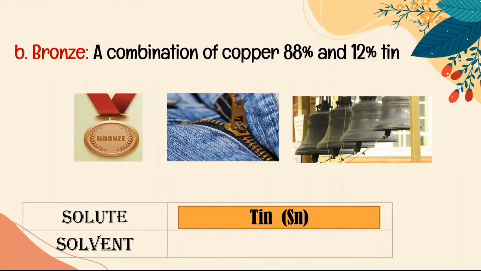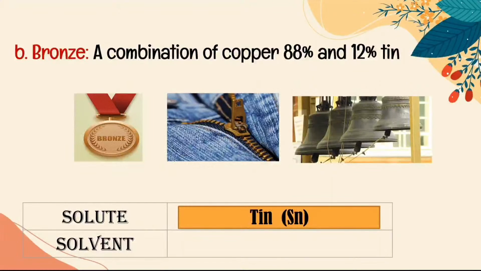The third example of a metal alloy is brass. It is composed of 66% copper and 34% zinc. Zinc is the solute and copper is the solvent. For the liquid or aqueous solutions, we have this example. Number 1, saline solution that contains 0.9% sodium chloride or salt in water. The solute in this solution is the salt, and water is the solvent.